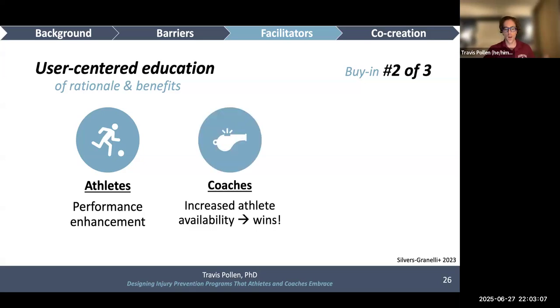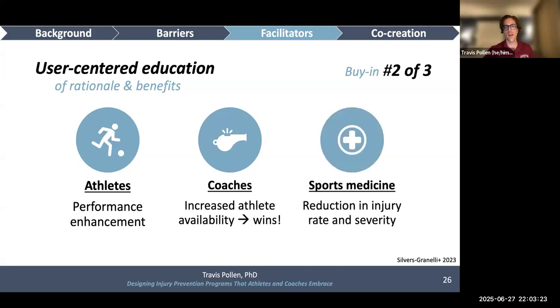For coaches, we want to help them understand that these injury prevention programs are going to make athletes more available to them, and that athlete availability will translate into wins. And there's awesome research out of college soccer that supports this very phenomenon. And then finally, for the rest of the sports medicine and sports performance team, we know that practitioners wear a lot of hats, and as a result, prevention can be deprioritized. But if we can do this upfront work to prevent injuries, or at least reduce the severity of the injuries that do inevitably happen, that's going to save us so much time and money on the back end rehabbing those athletes.